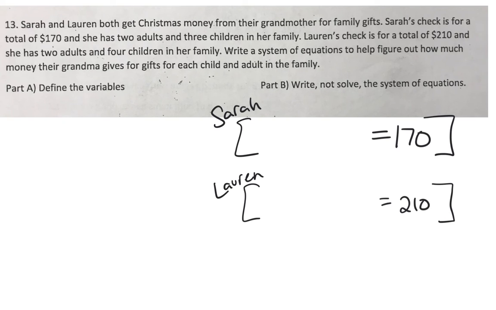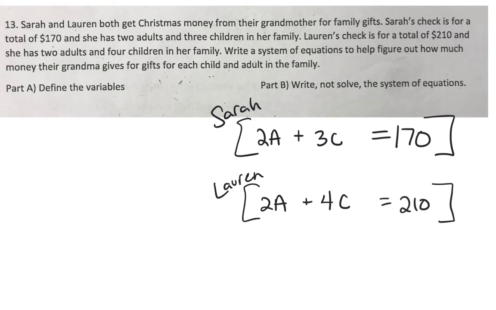Must be nice. It says that Sarah's check is for a total of, she has 2 adults in her family and 3 children. And Lauren has 2 adults and 4 children.